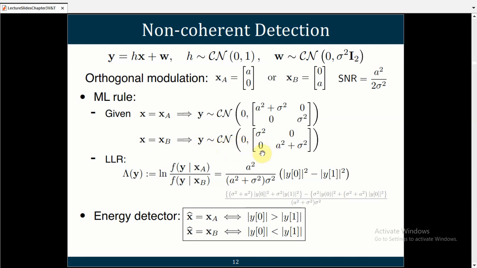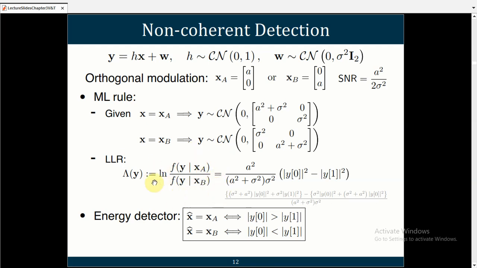Similarly, if the transmitted signal is xb, the distribution of the received vector y is given by a complex normal distribution with mean 0 and a variance matrix given as such. There is a difference between both of these variance matrices, which can be directly seen from the symbol vector transmitted A and the symbol vector transmitted B. So the log likelihood ratio is the best estimate, or the sufficient statistic, that can be used to differentiate whether XA or XB was transmitted from the PDFs of the transmitted signals XA and XB.